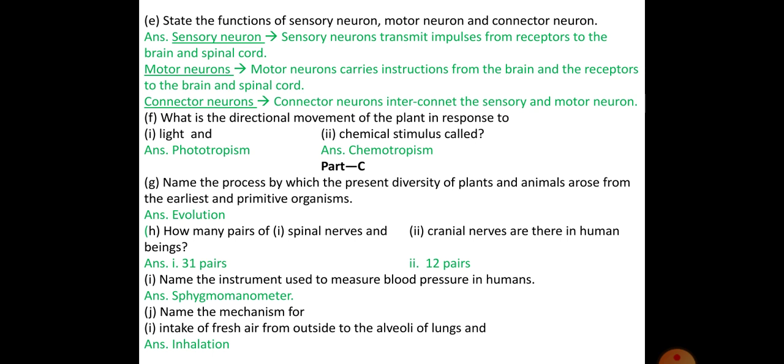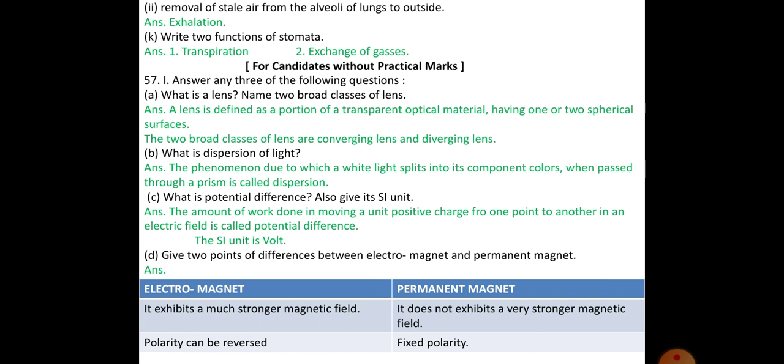How many pairs of spinal nerves are there? There are 31 pairs of spinal nerves and 12 pairs of cranial nerves in human beings. Name the instrument used to measure blood pressure in humans, that is sphygmomanometer. Name the mechanism for intake of fresh air from outside to the alveoli of the lungs, called inhalation, and the removal of stale air from the alveoli of lungs to outside is called exhalation.